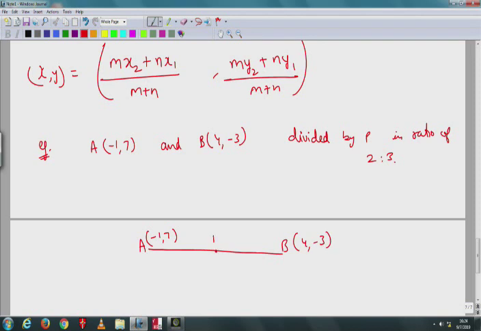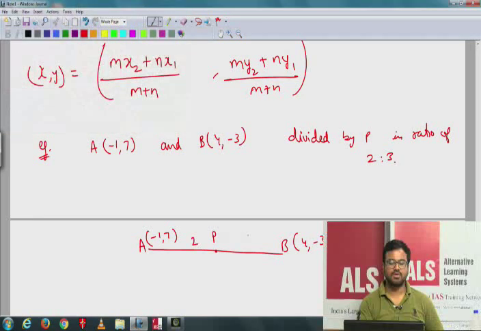And point P is over here. It is not mentioned whether it is inside or outside, so by default we will take it as inside. Because it is given in the ratio, if we get the answer as negative, then it is outside. So for point P, we have to find the coordinates. The ratio is 2:3. So this part is 2 and this part is 3.